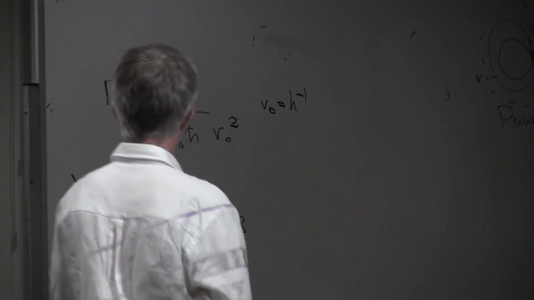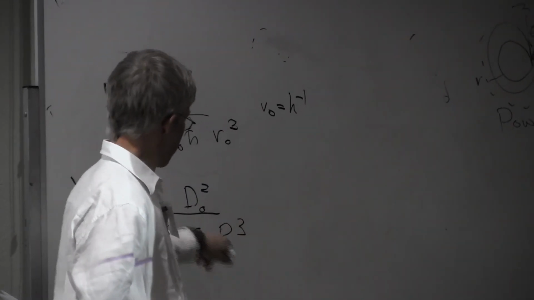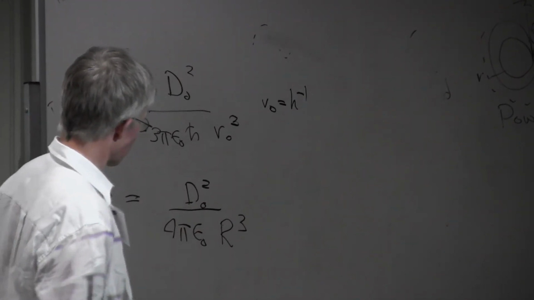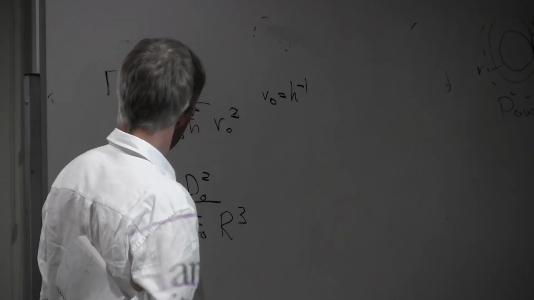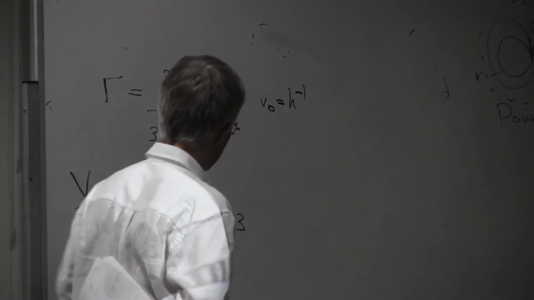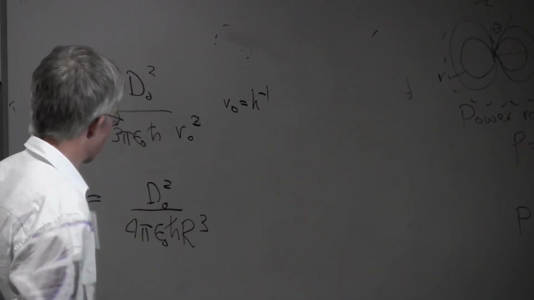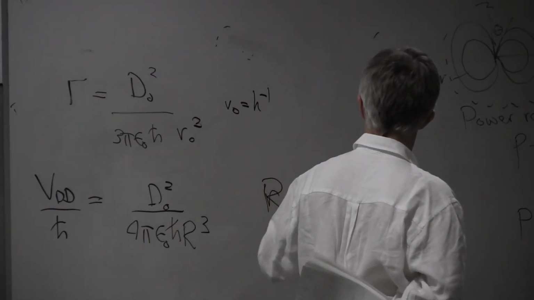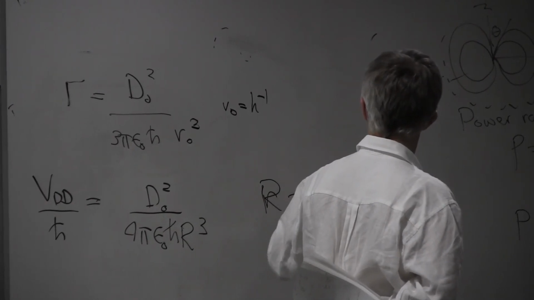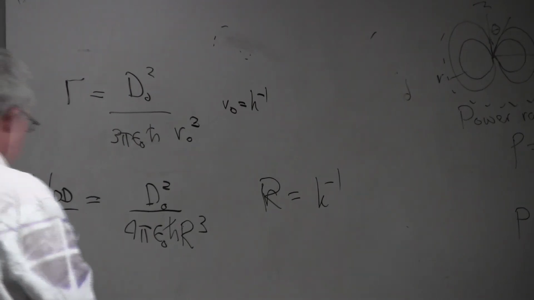Anyway. Alright, so this looks like a dipole-dipole interaction: D squared over R cubed. So what we see is that this scattering rate and the dipole-dipole interaction have exactly the same form at a particular distance, big R equals r0. And that's interesting and fundamental.